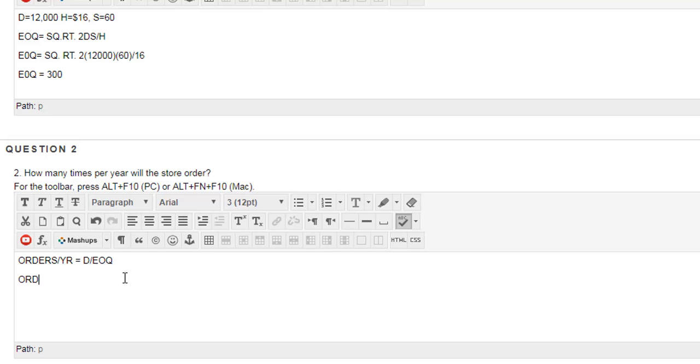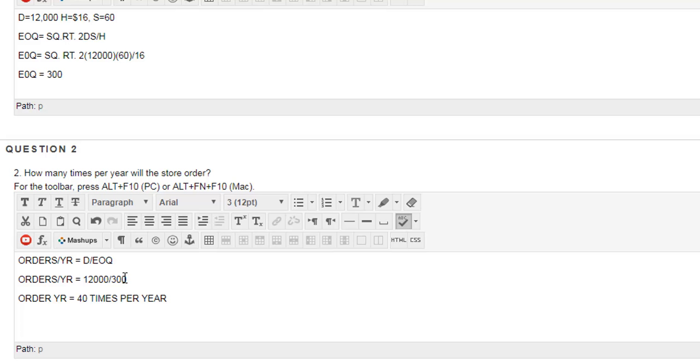Next thing I will do is to rewrite the formula with the correct variable values. So orders per year going to be equal to 12,000 divided by the EOQ, which I calculated in question number 1, and that is 300. And then the last thing is to put down your correct answer. So the orders per year, we will order 40 times per year. Okay, you don't necessarily have to put in the unit of measure, but it certainly would not hurt to do that.